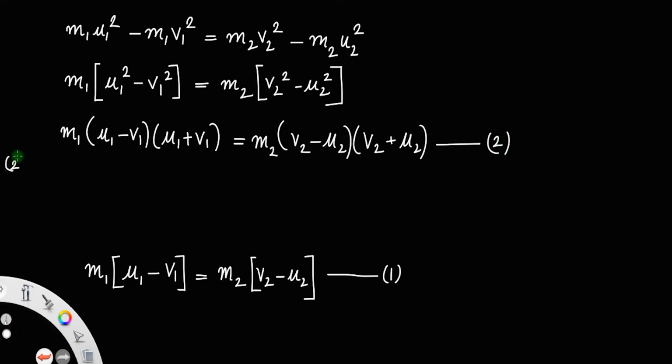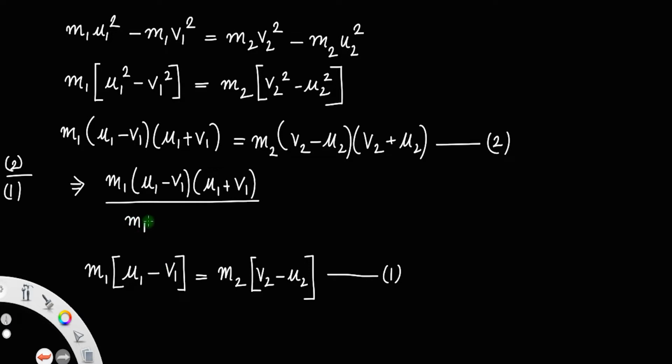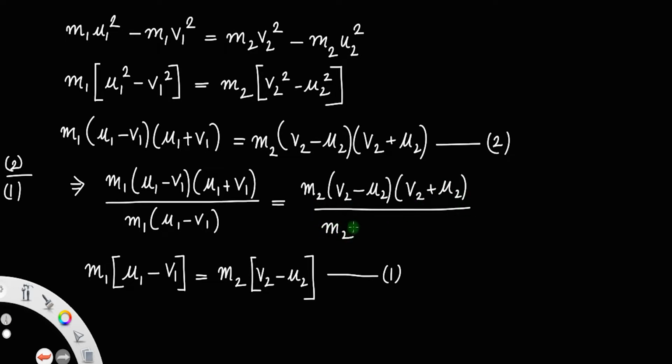So if you divide equation 2 by equation 1, you will get m1 into u1 minus v1 into u1 plus v1 divided by m1 into u1 minus v1, equal to m2 into v2 minus u2 into v2 plus u2 divided by m2 into v2 minus u2. Clear? Now you can cancel m1 and m1, m2 and m2. u1 minus v1 and u1 minus v1 get cancelled. Similarly, v2 minus u2 and v2 minus u2 get cancelled. So the final expression will be u1 plus v1 is equal to v2 plus u2.